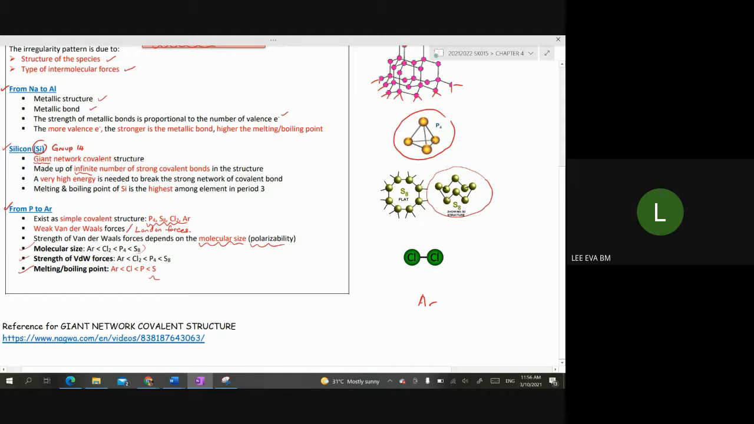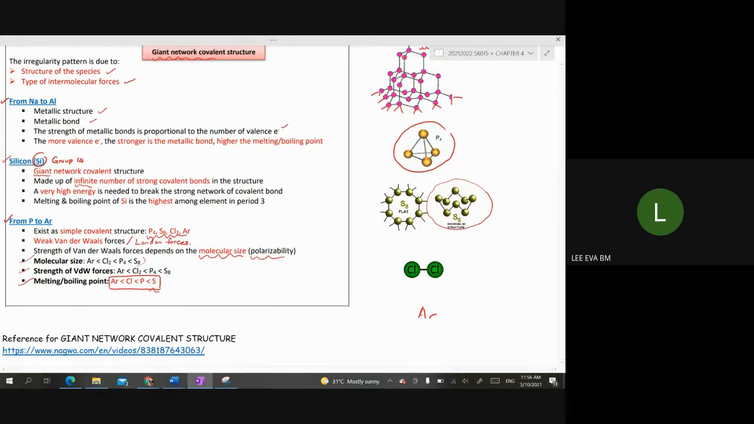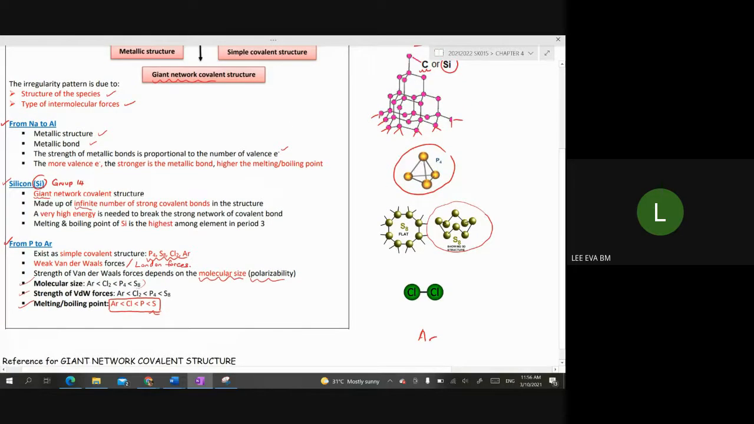So if you can see over here, when we talk about boiling and melting point, we use the element only. But when we look at the structure, and we want to talk about the forces, we will talk about the structure. So which structure does it belong to? Is it metallic structure, giant network covalent structure, or simple molecular structure?